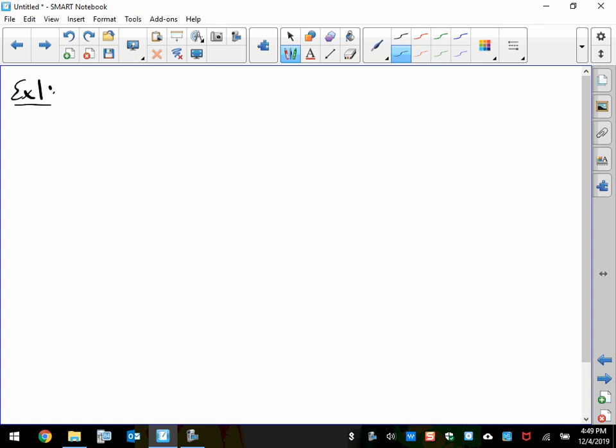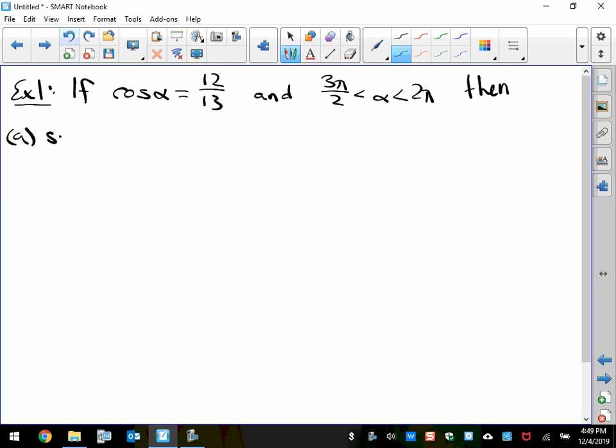So here's the prompt. If cosine alpha is 12 over 13, and alpha is somewhere in between 3 pi over 2 and 2 pi, then they want me to answer the first one, part A. What is sine of 2 alpha?